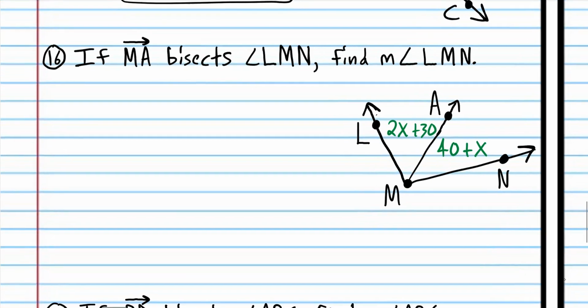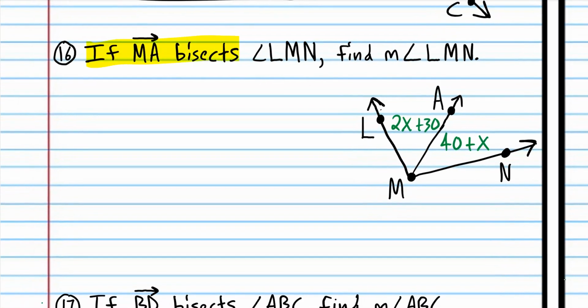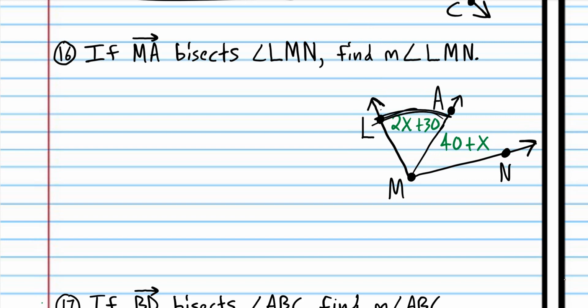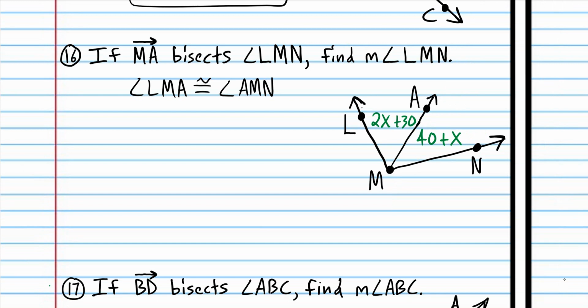Okay, let's try number 16. If ray MA bisects angle LMN, find the measure of angle LMN. If this ray bisects this whole angle here, then by definition, that means that this angle is congruent to this angle. So we can write angle LMA is congruent to angle AMN. If that's true, then by definition, the measure of angle LMA is equal to the measure of angle AMN.